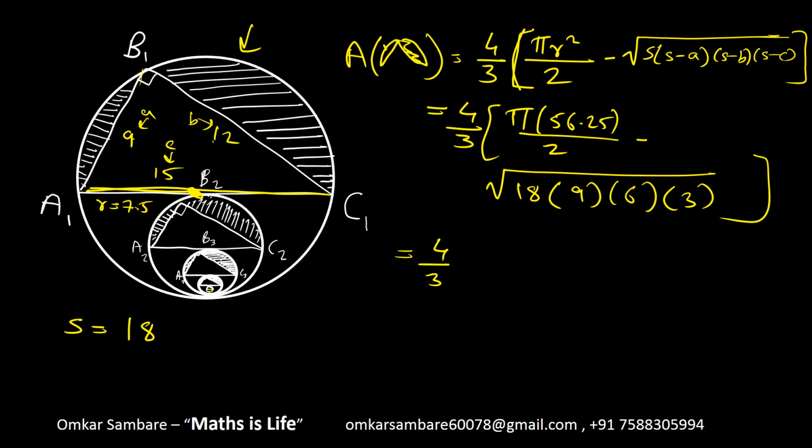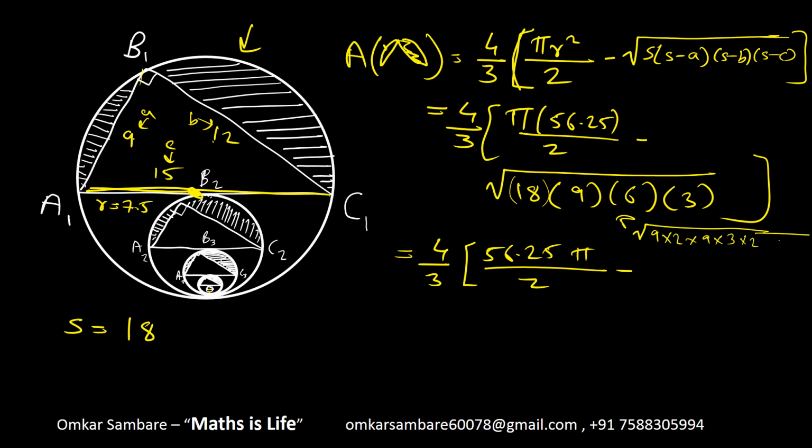Okay, let's solve the under root part first. Then it will be 56.25 pi upon 2 minus, what will be its answer? 18 into 9 into 6 into 3. You can write this as I am writing it here. We can write 18 as 9 into 2, 9 as it is. We can write 6 as 3 into 2 and 3 as it is. Now this 3 into 3 is also 9. Here is also 9. Here is also 9. So it is 9 everywhere except these two numbers.